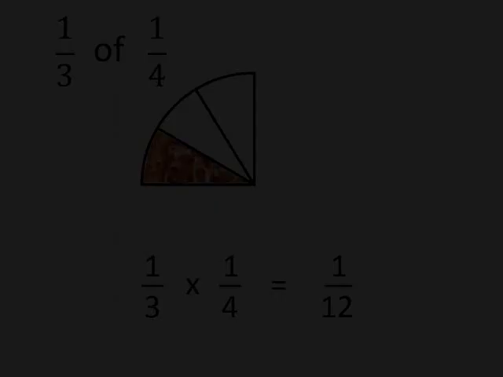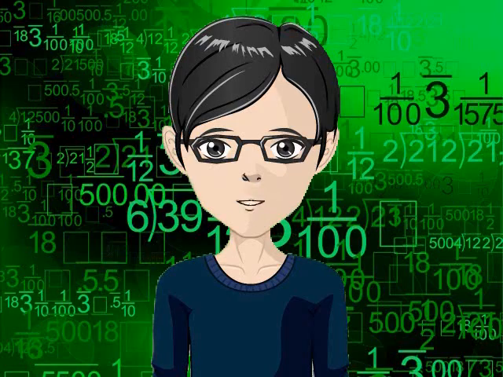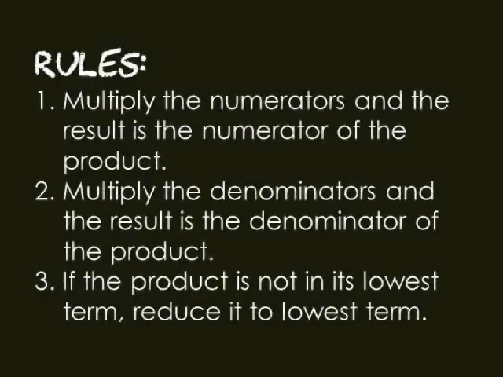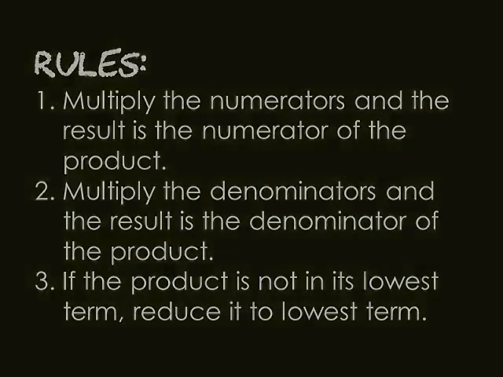Paano nangyari yon? Let's look at the rules. To multiply fractions, we simply multiply the numerators and the result is the numerator of the product. Then we multiply the denominators and the result is the denominator of the product. If the product is not in its lowest term, we will reduce it to its lowest term.